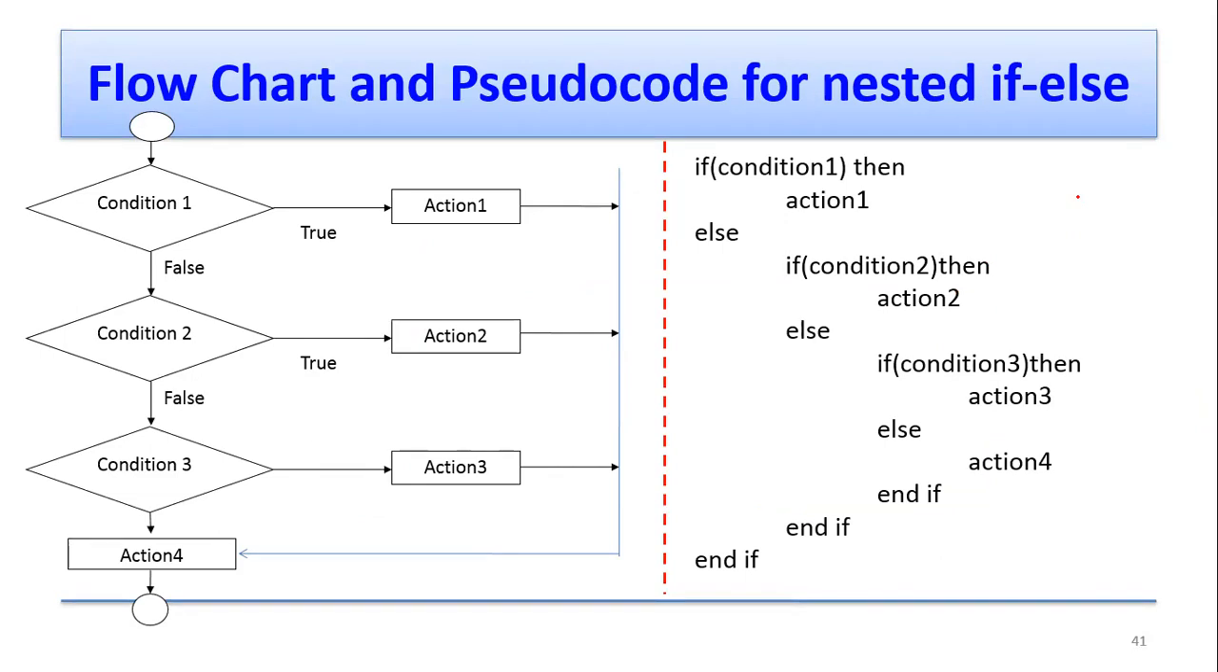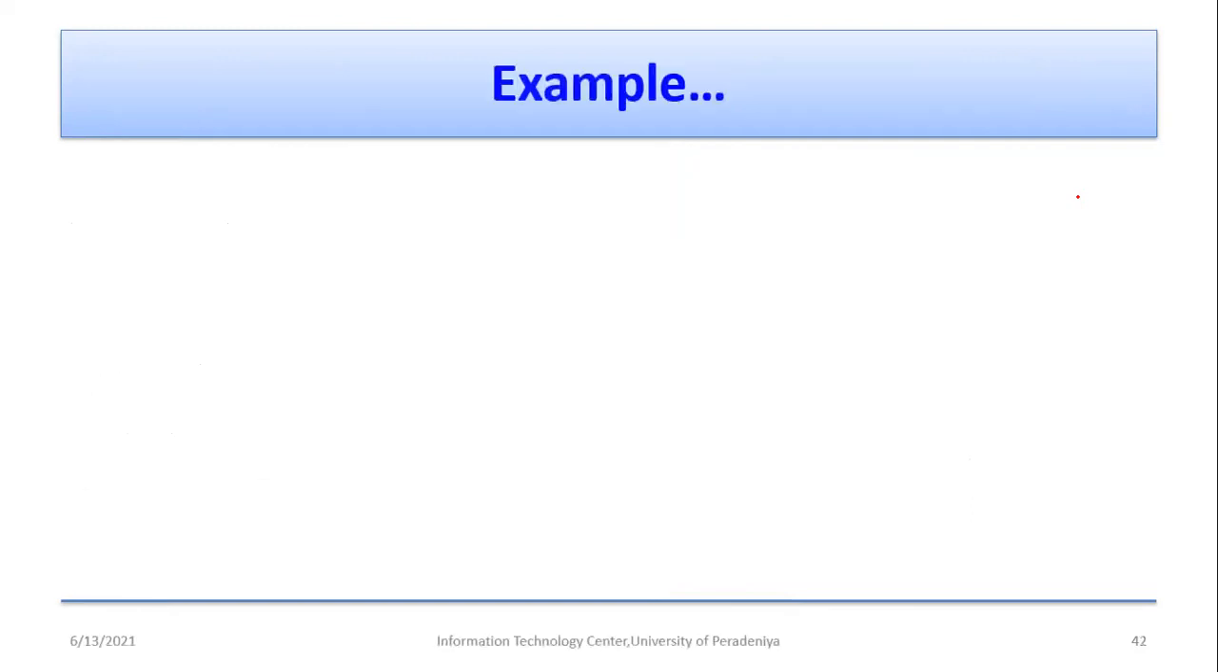Earlier we had only one condition, but if you do the grading, there are several conditions. For example, if marks is greater than 75, you will get A. If it is greater than 65, you will get B. If it is greater than 55, you will get C. If it is greater than 40, you will get S. Otherwise, fail. So if you have several conditions, we can have nested if else for algorithms.